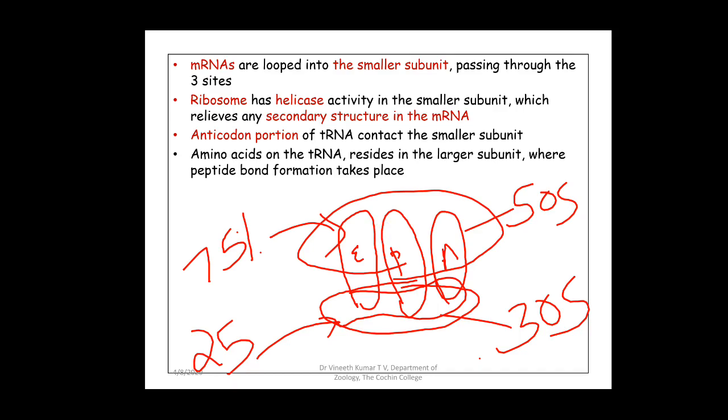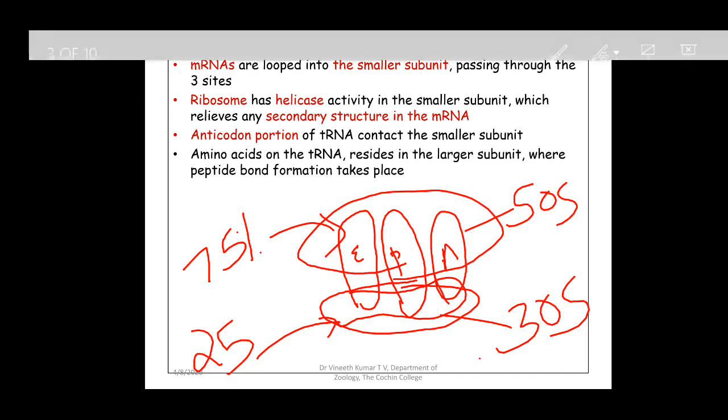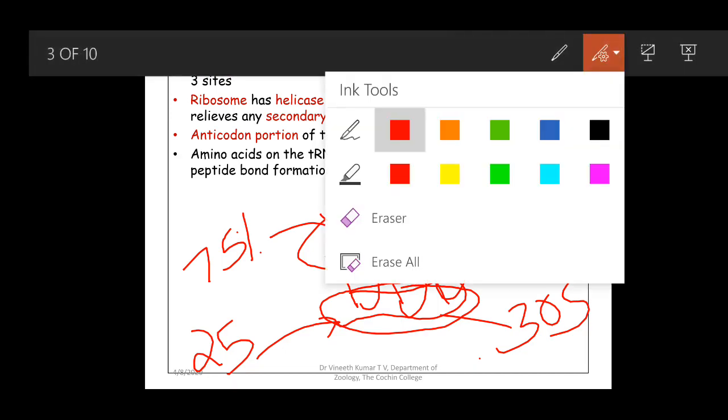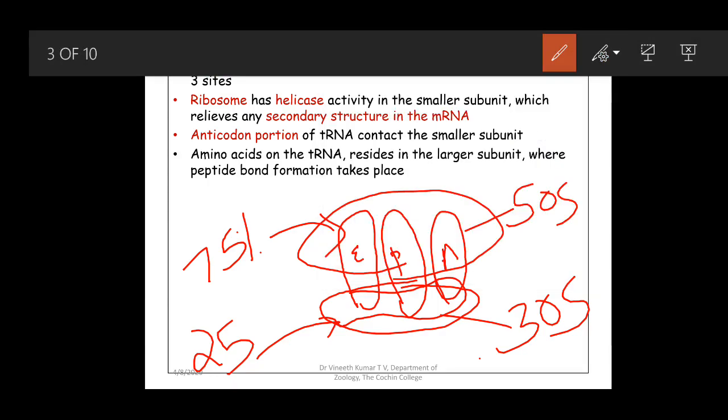Another thing is that the mRNA is looped into the smaller subunit, and it passes through these sites. Taking another color for the mRNA, the mRNA is usually looped like this, so that when it is looped into the ribosomal smaller subunit, the mRNA will pass through these three sites. The mRNA will be positioned in these three sites.